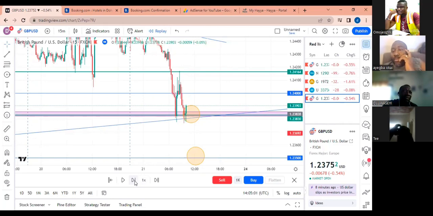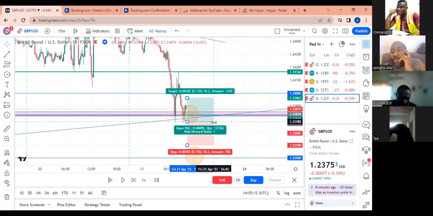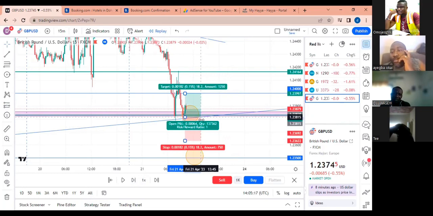There's a reaction. We can see this. This is my entry. If I'm to take this kind of trade, this will be my own entry. See, there's something that is very important.